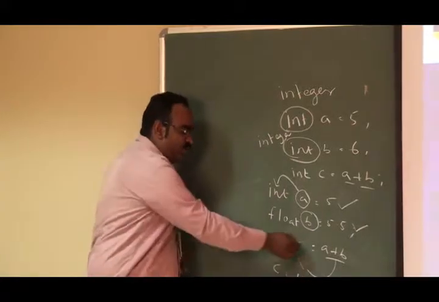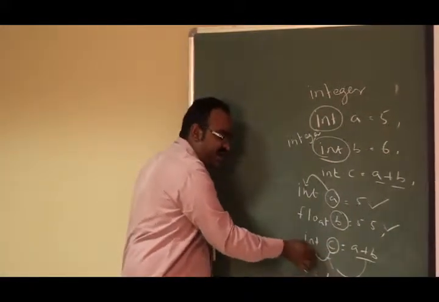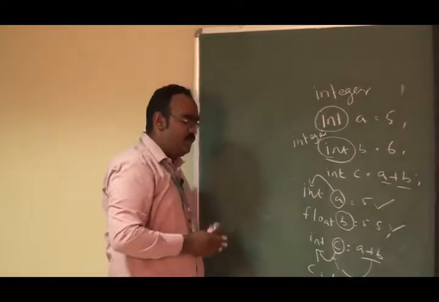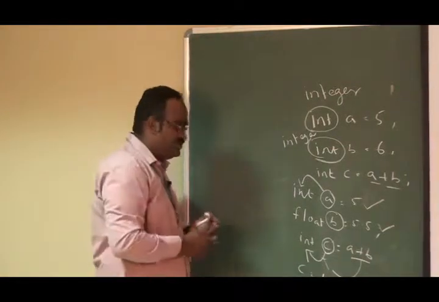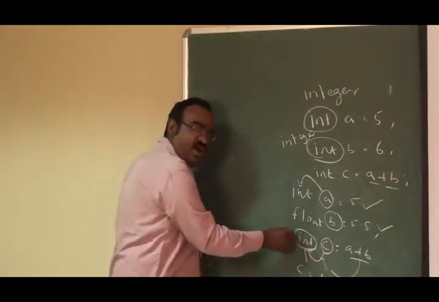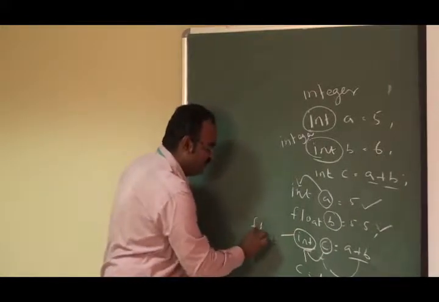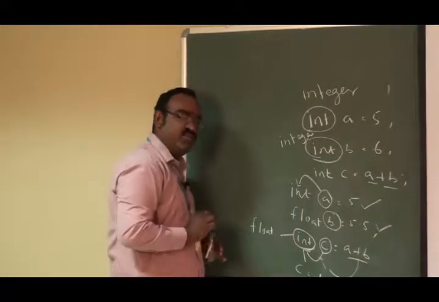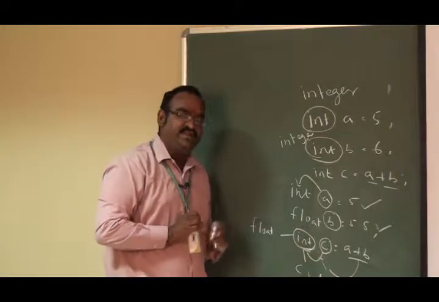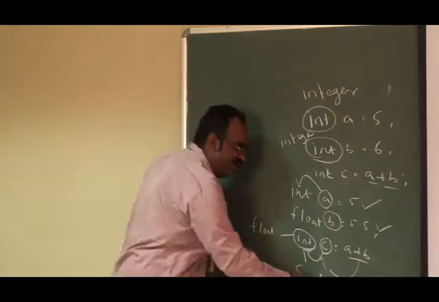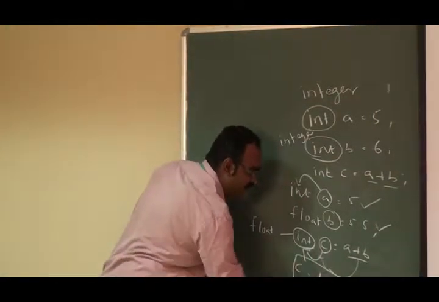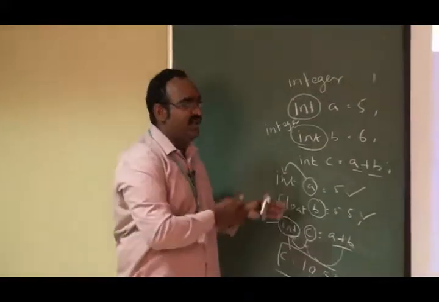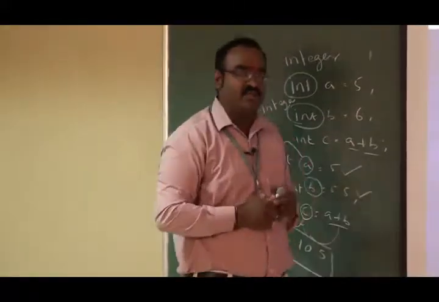So when you store it in c, the value of c is 10. Why? Because we declared c as an integer data type, which is a whole number. But if we need 5.5, then instead of integer we have to use float. The float type stores floating decimal point values. So 5 plus 5.5, 10.5, is now stored in c. Like that, this is called homogeneous and heterogeneous.